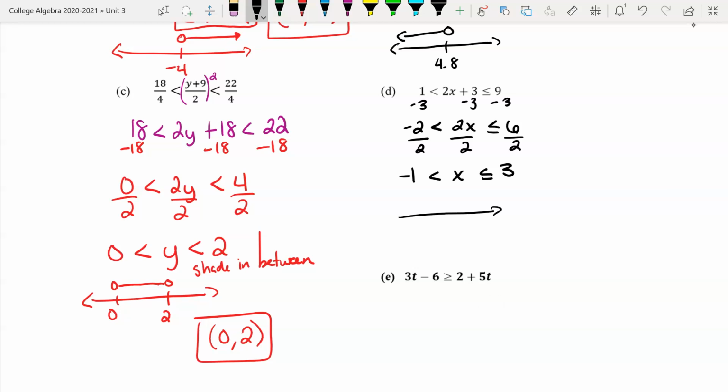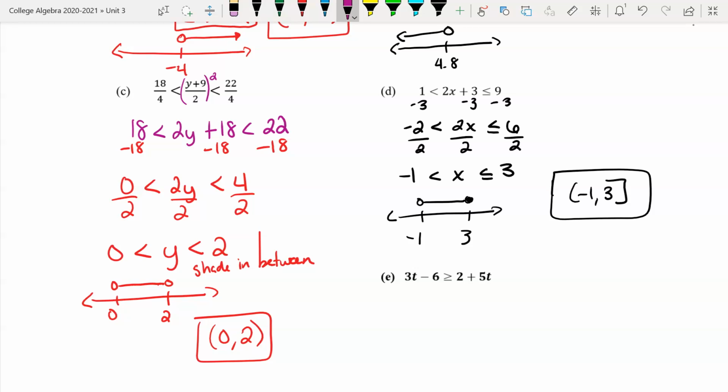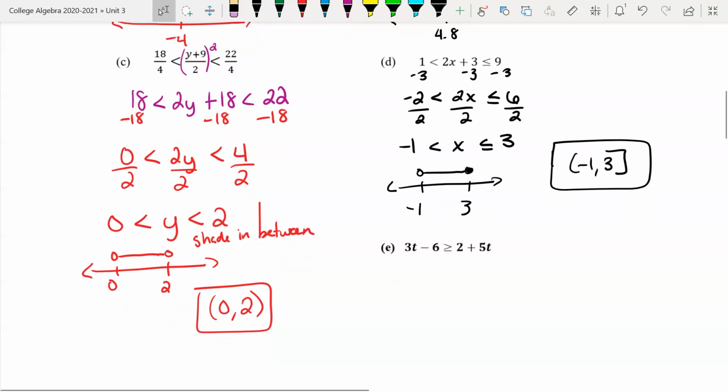Again, the x is in the middle, so I'm going to shade in the middle. Just got to make sure I use an open and then a closed circle, because it's less than or equal to. So when you write it in interval notation, it's negative 1 with a parenthesis, all the way to 3 with a bracket. Go ahead, pause the video, try E. I think you can do that one by yourself as well.